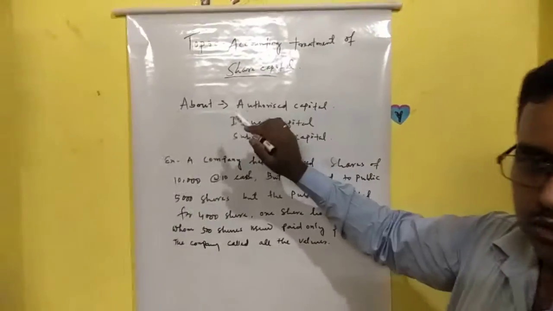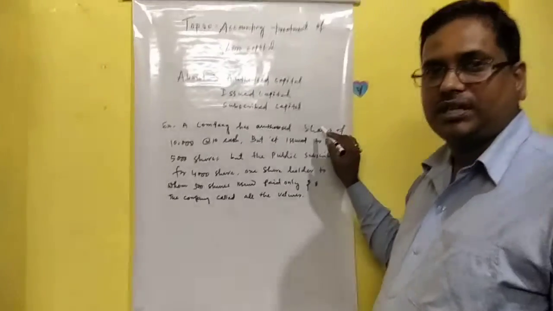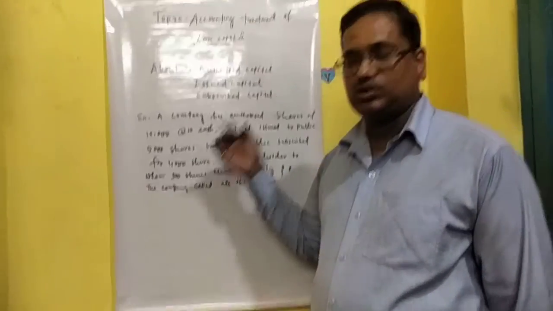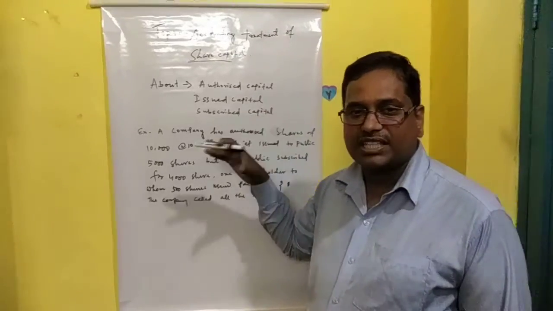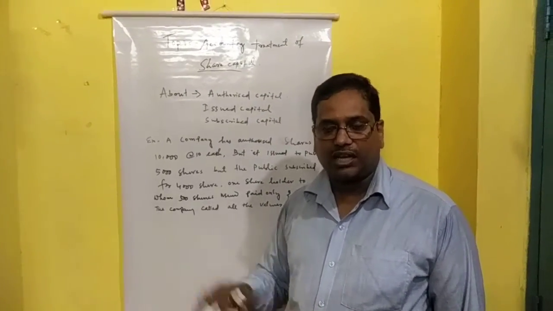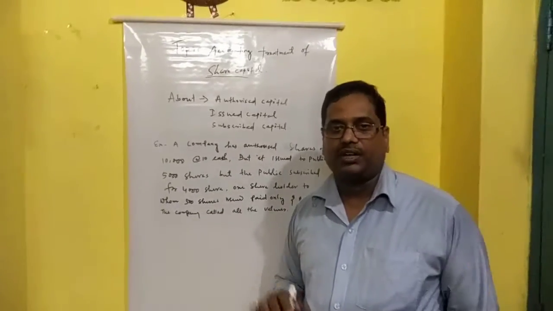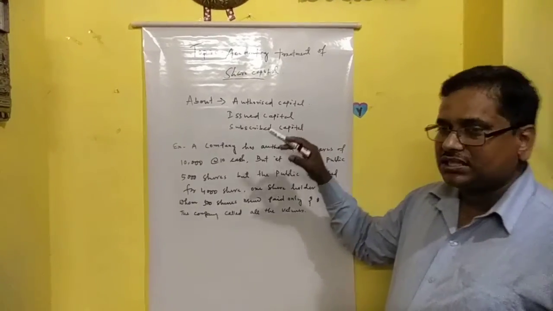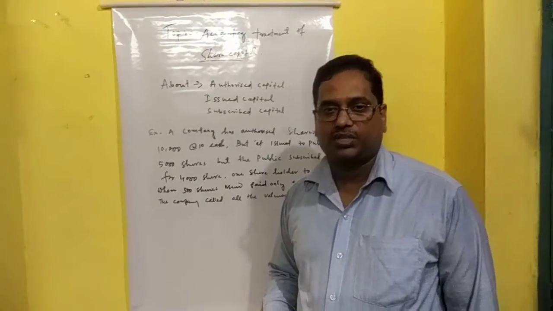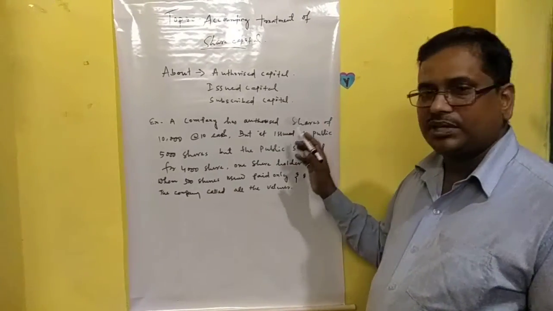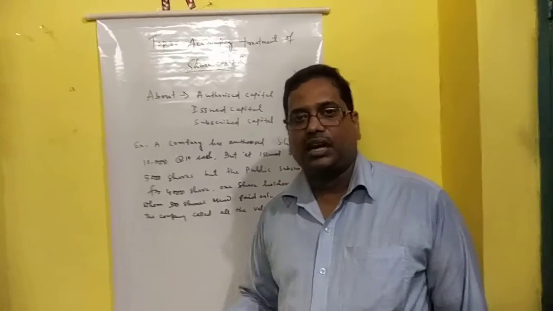Now, to know the authorized capital, issued capital and subscribed capital, how will you identify them? Students, I told you what authorized capital means. It is the maximum capital which is authorized to a company, to the directors, to issue as shares during its lifetime. And issued capital means how many shares the directors now want to issue to the public for subscription. And subscribed capital means the number of shares which the public subscribed for.